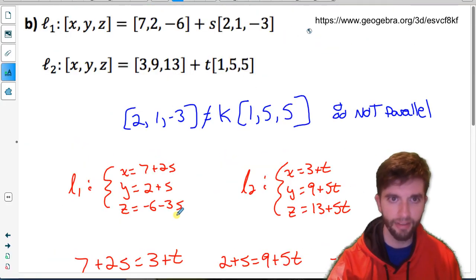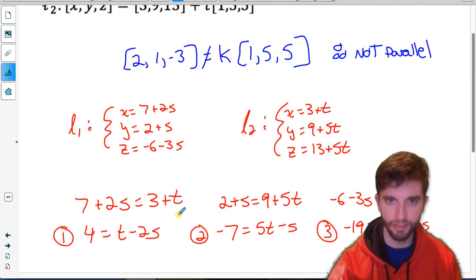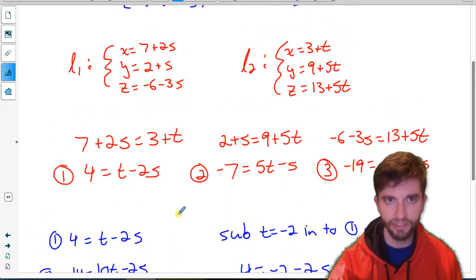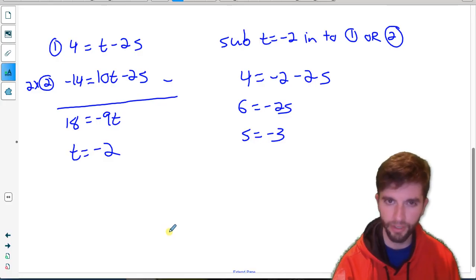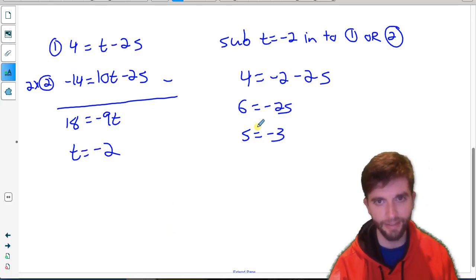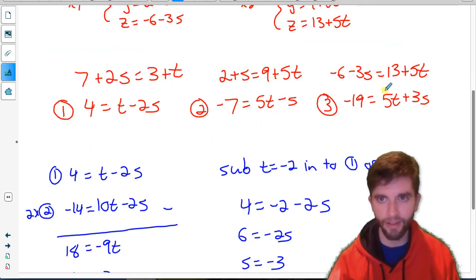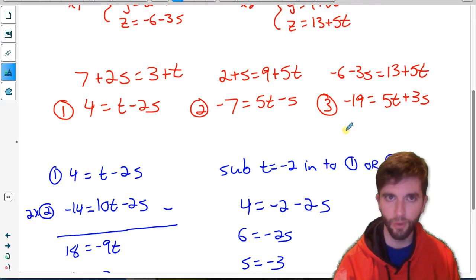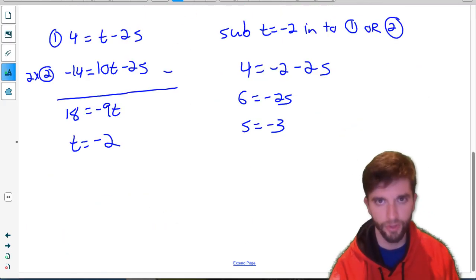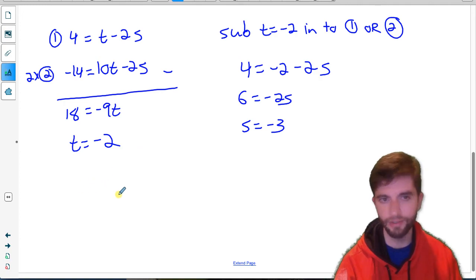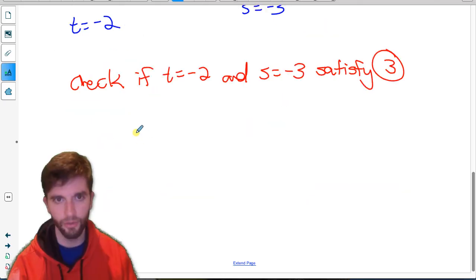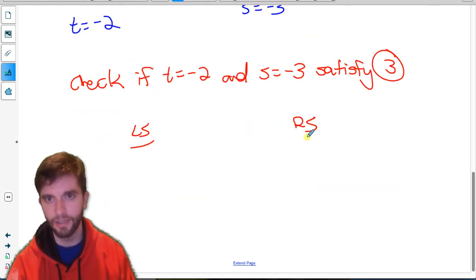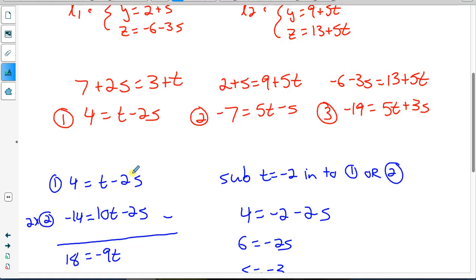So those came from the x and y variables of line 1 and line 2. So for those values of t and s, I know that the x and y coordinates are going to be the same. But will the z coordinates be the same? I actually have to check and see if these two values for t and s also satisfy equation 3, which came from the z coordinates of the two lines. So this is a necessary step. We have to do this. So I'll separate into left side, right side, and check if it makes left side equal to right side.